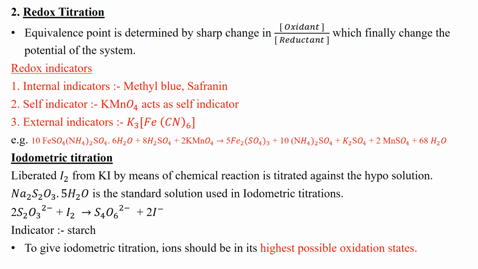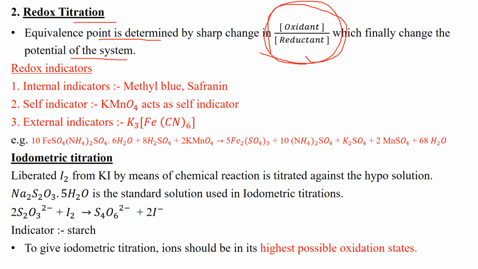Redox titrations. This is another type of titration. It is based upon the oxidation and reduction concept. The equivalence point is determined by a sharp change in oxidant and reductant, which finally changes the potential of the system. This is determined using the Nernst equation. We have to know the Nernst equation to calculate the potential of the system. So this is the ratio of the oxidant and reductant.